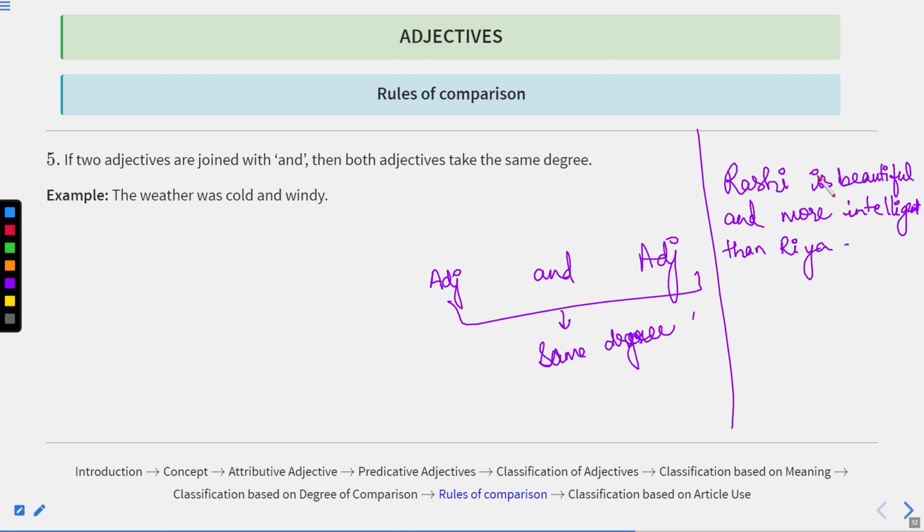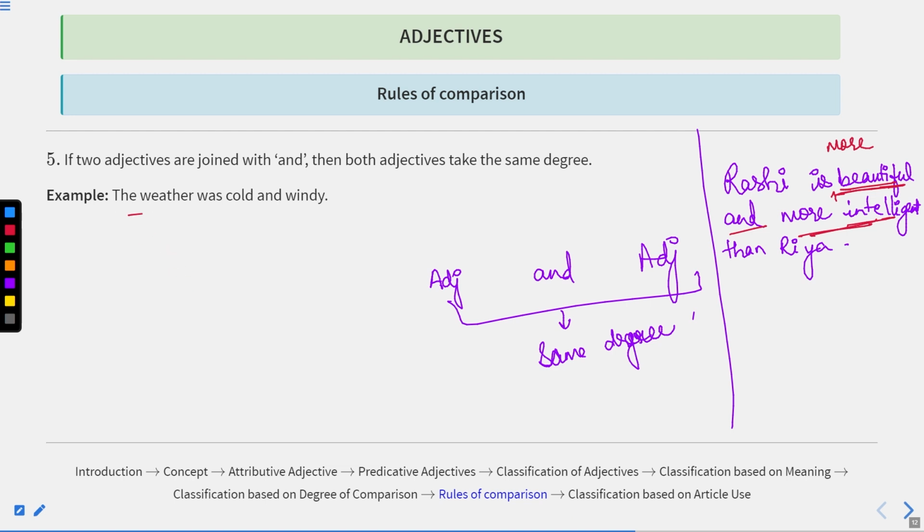No, not at all. Actually, Rashi is beautiful and more intelligent. Now we have to use both sides with the same degree of adjective. So here we have more intelligent, which is the comparative degree of adjective, but here we only have beautiful. So this is incorrect. We should write Rashi is more beautiful and more intelligent than Ria. So this should be the concept of writing two adjectives in a single sentence.